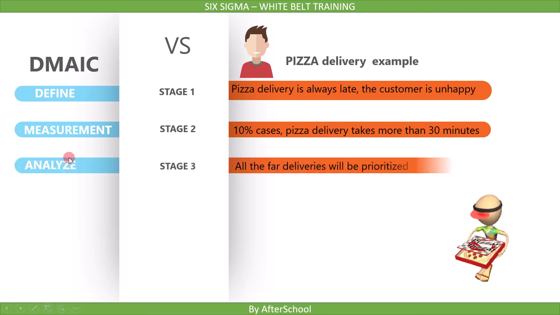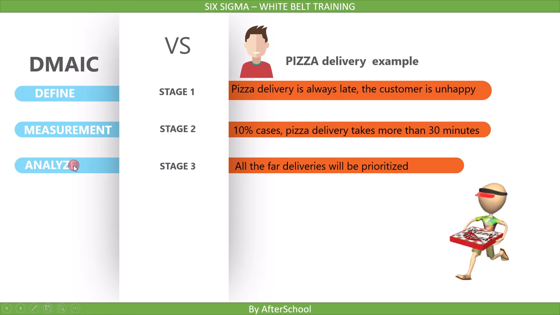The next step is to analyze. Here, you need to identify the problem which you can improve. For example, you decide all the four deliveries will be prioritized. With this, now you may deliver almost all the pizzas in 25 minutes or less.